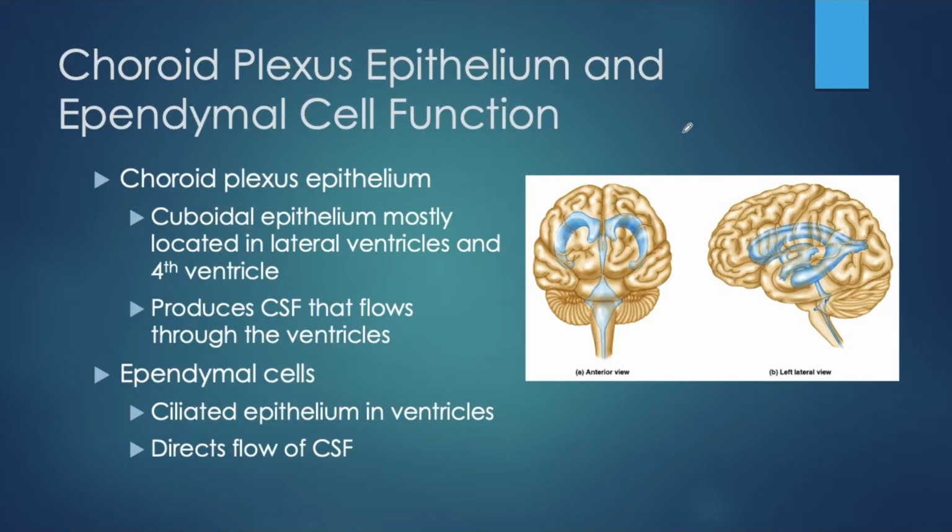The choroid plexus epithelium is made up of cuboidal cells, mostly located in the lateral ventricles and fourth ventricle. However, they're also present to some degree in the third ventricle. These cells produce the CSF that flows through the ventricles. Ependymal cells line the ventricles. These help to direct the flow of CSF.